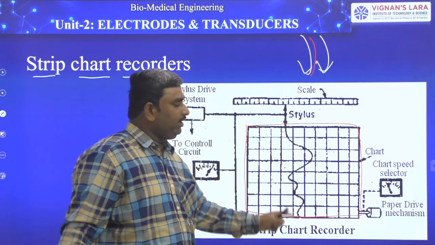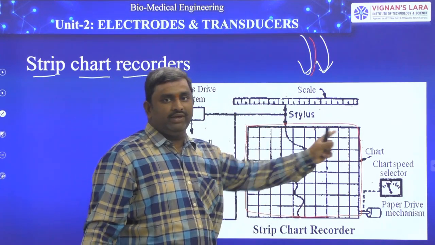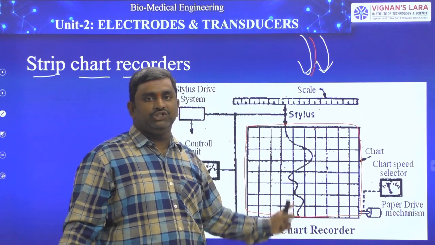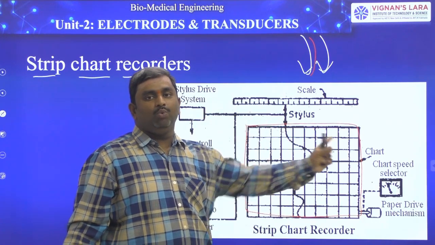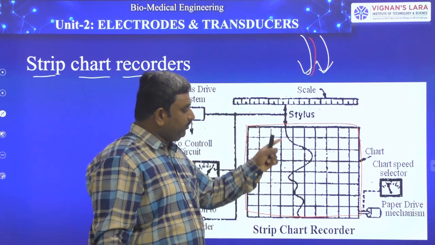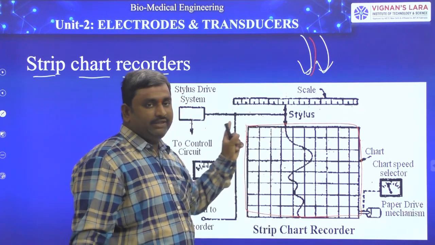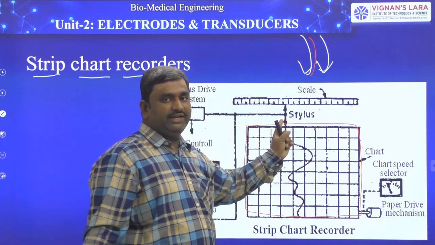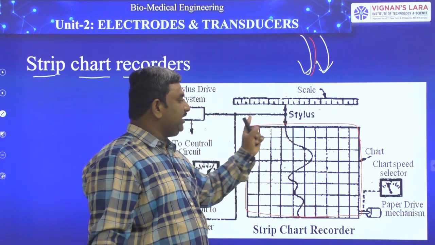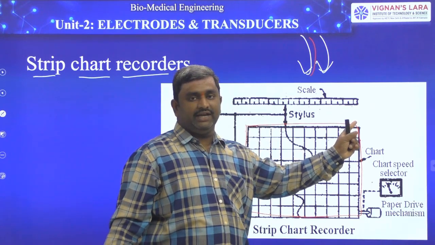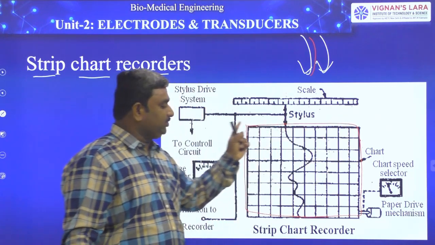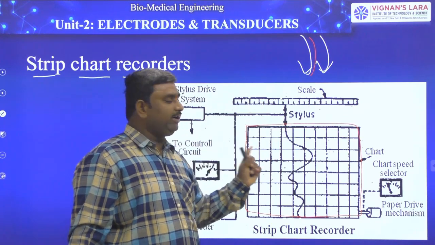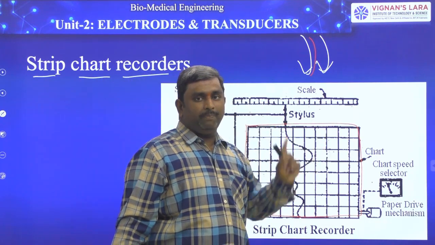When it is moving, the stylus is moving in the horizontal direction. Here the paper is moving in the vertical direction and the pen is moving in the horizontal direction. So when the paper is moving, the stylus is moving from left to right and right to left. If 5 volts reach the stylus, then it will move to the right side. If it is getting 0 volts, then it is moving to the left side. Based on the potential available, it will be placed at one position.